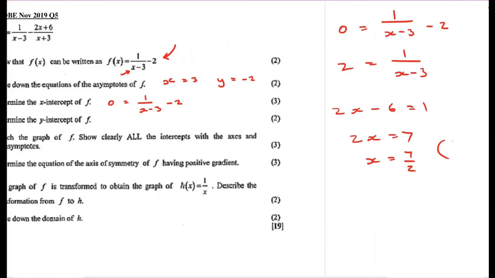Great. And again, I'm just going to write it like this. 7 over 2 and 0. Right, I made y 0. And the x value that got spat out was 7 over 2. Great.